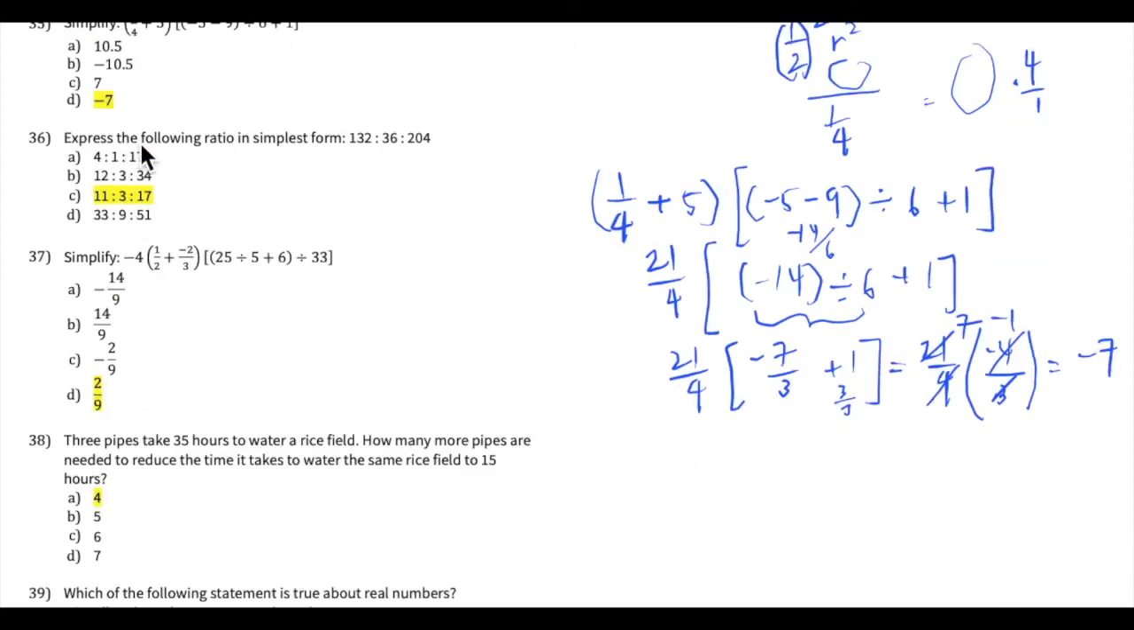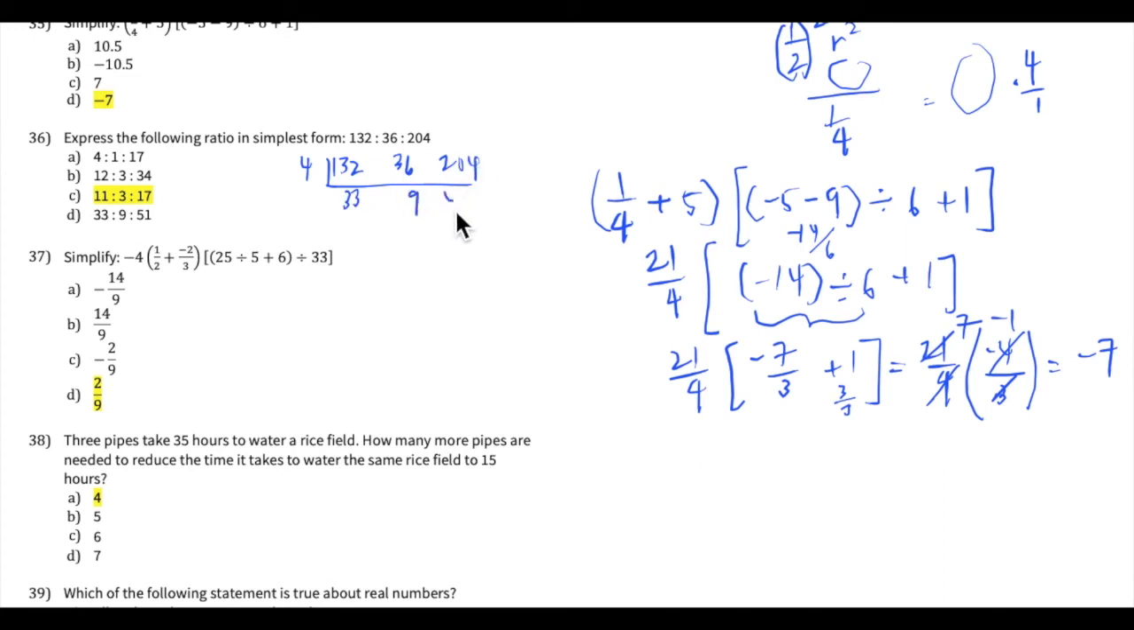Okay, number 36. Express the following ratio in simplest form. Okay, so to do that, kunin mo lang yung GCF ng 132, 36, and 204. During the solution, makukuha mo na siya sa dulo. So, using the upside-down division method, 132, 36, and 204. Lahat sila divisible by 4. 132 divided by 4, that's 33. 36 divided by 4, and 9.